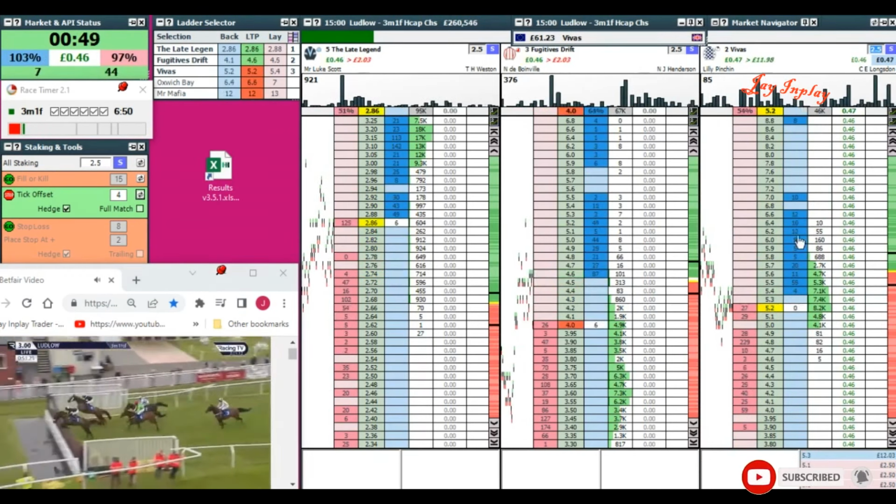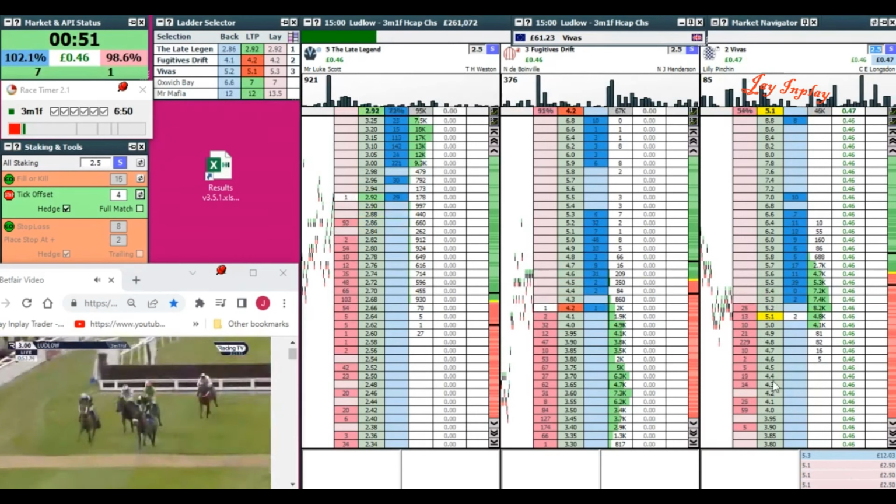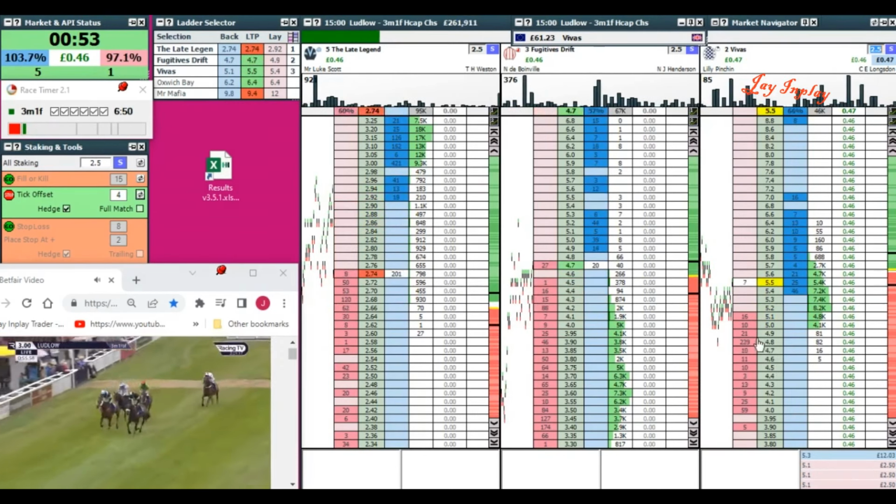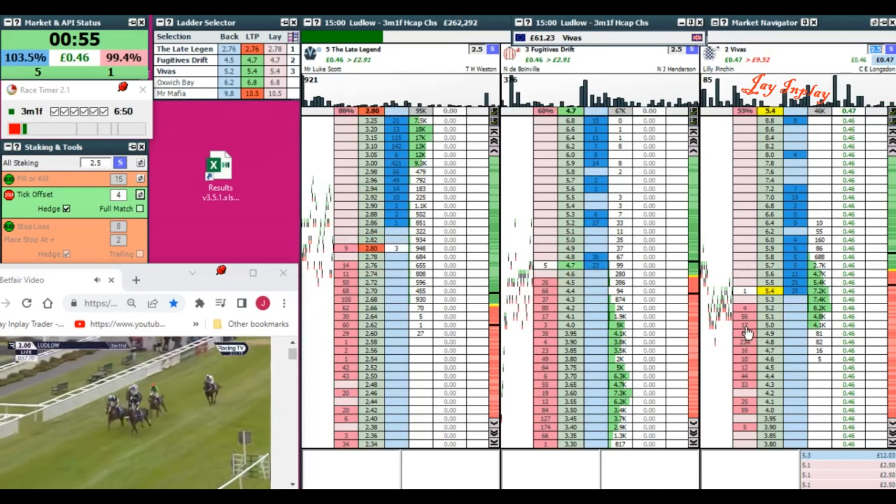Took the price, first jump the occasion, waiting there. Mr. Mafia probably would get matched by half a length, but why take the risk? Just don't take the risk, innit?